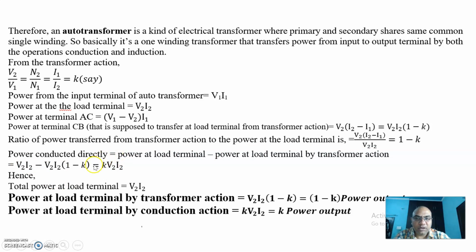So this will be the power due to the conduction principle, KV2I2. Hence, we can conclude here by this equation and this one that the power at the load terminal by transformer action will be V2I2, maybe shifted here. So (1 minus K) times power output by transformer action, and for the conduction principle, K times V2I2, means K times power output.